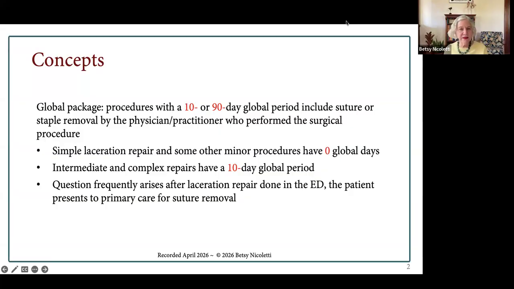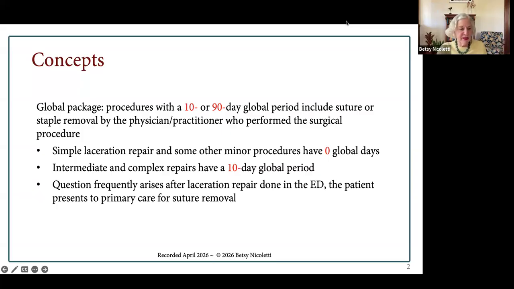If it's 10 or 90 global days, if it's a procedure with that length of global period, then the surgeon or practitioner is responsible for the postoperative care for that many days, and it starts the day after the procedure. Simple laceration repair and some other minor procedures have 0 global days. Intermediate and complex repairs have 10 global days. And I call those out because laceration repair is where this question arises.